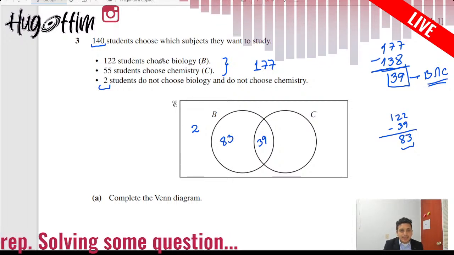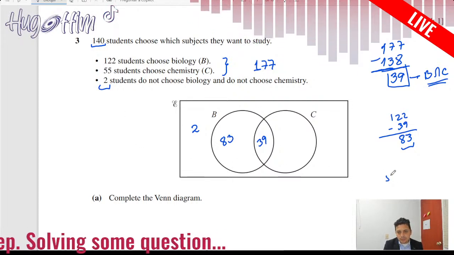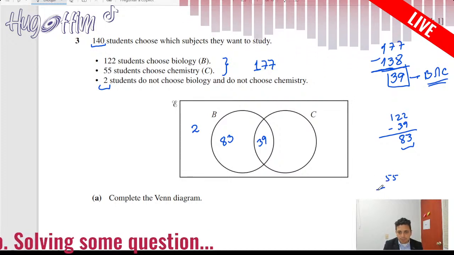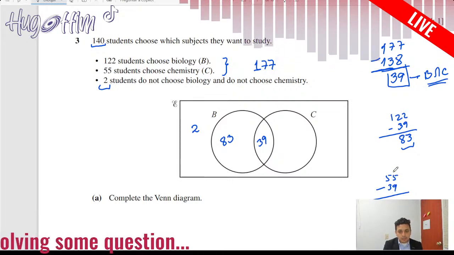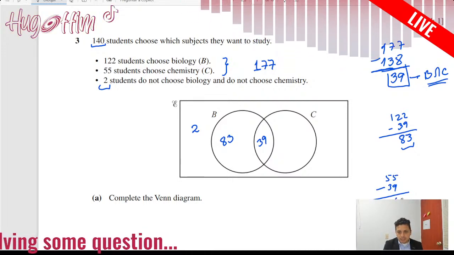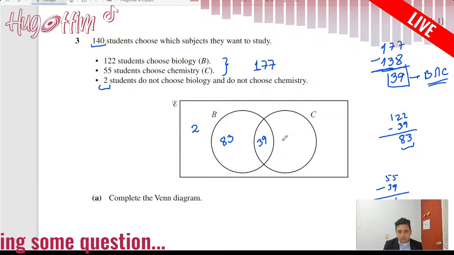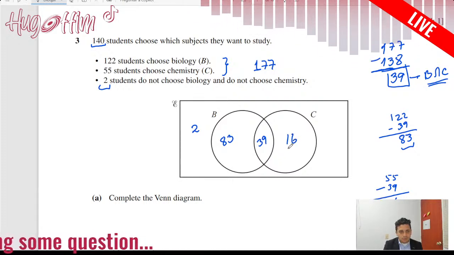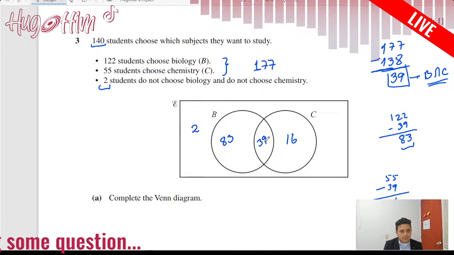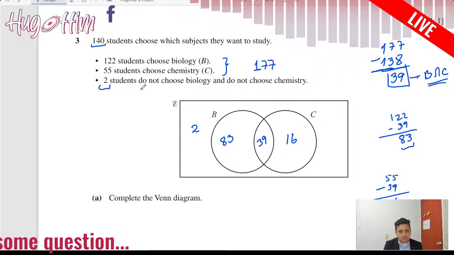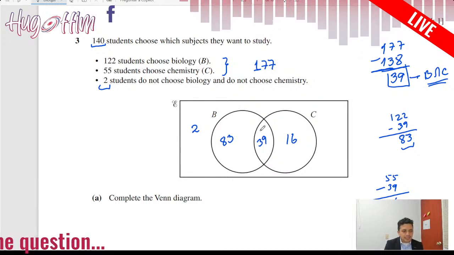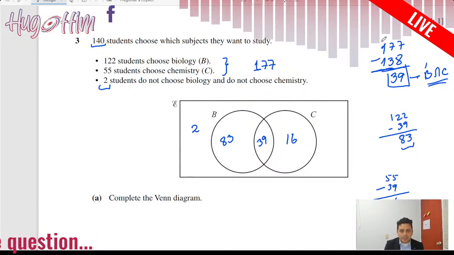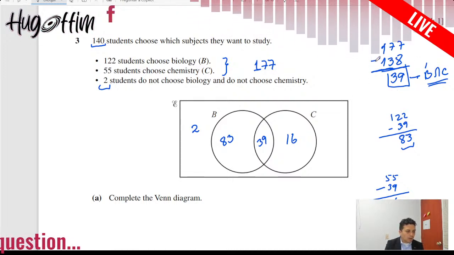Okay? And in chemistry, it will be the 55 students that choose chemistry minus the 39 students who choose biology and chemistry. So 55 minus 39 is 16 students. I'm just going to check. 16 and 39 is 55. Okay, so this is how you complete the Venn diagram in this exercise. Just be careful, because at first sight you don't know how to get the intersection of the students.